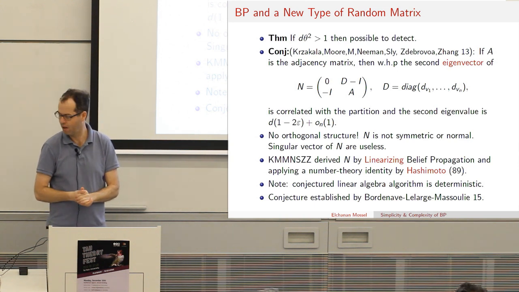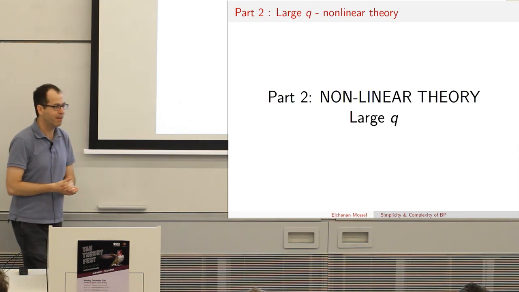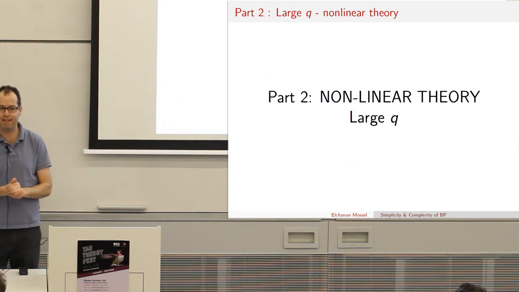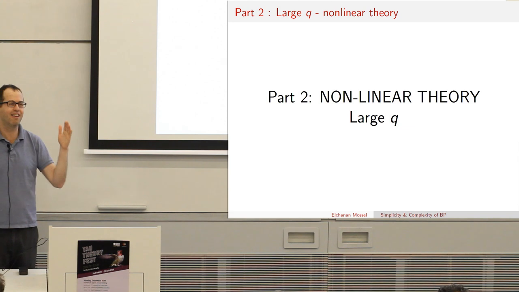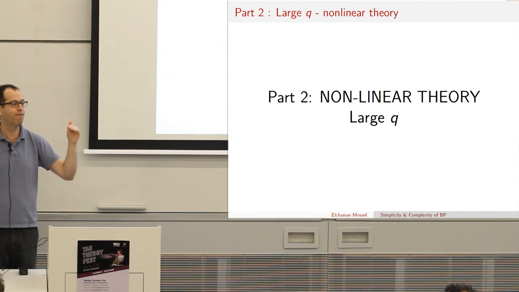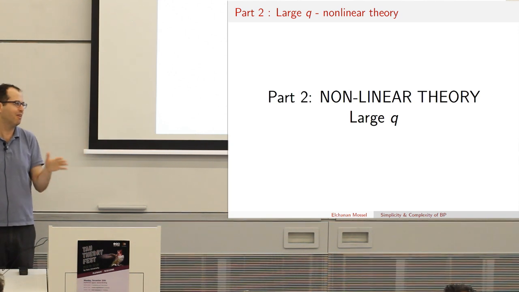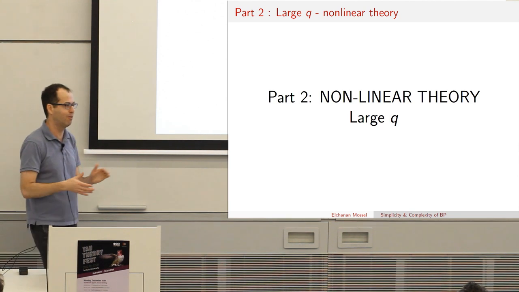Good. So let me tell you about the nonlinear theory. Since I'm not a physicist and I can't make predictions, I prove theorems, I'm not going to commit that the linear theory is Q equal 2 and 3 and sometimes 4, which it is, and the nonlinear theory is Q going 5 and higher, which it is. I'm just going to prove stuff, so I'm going to assume Q is large enough.